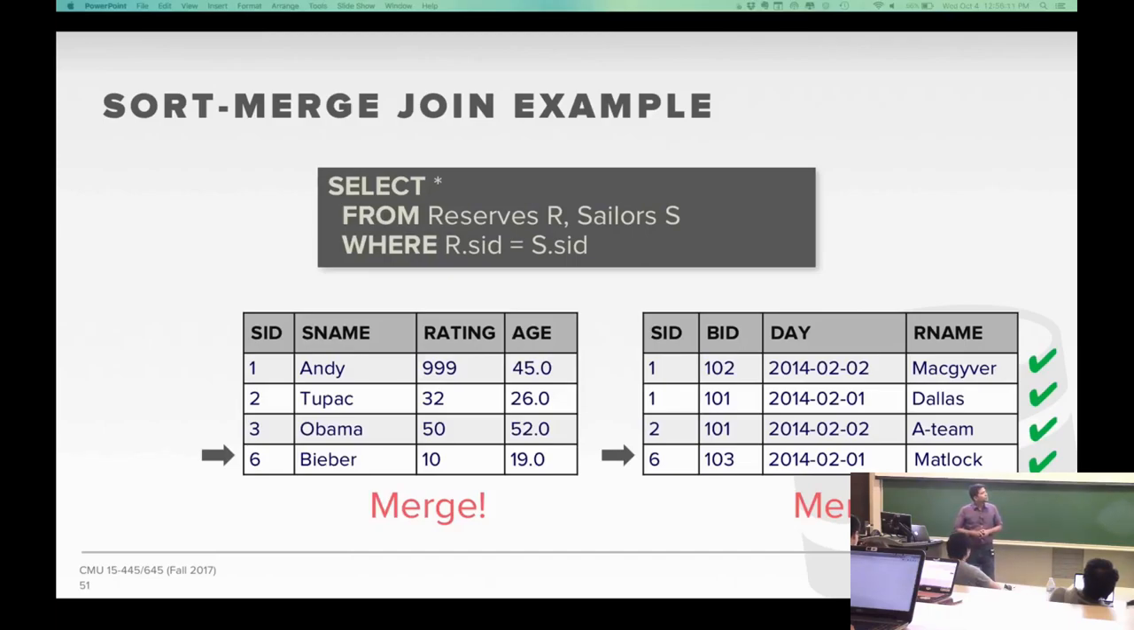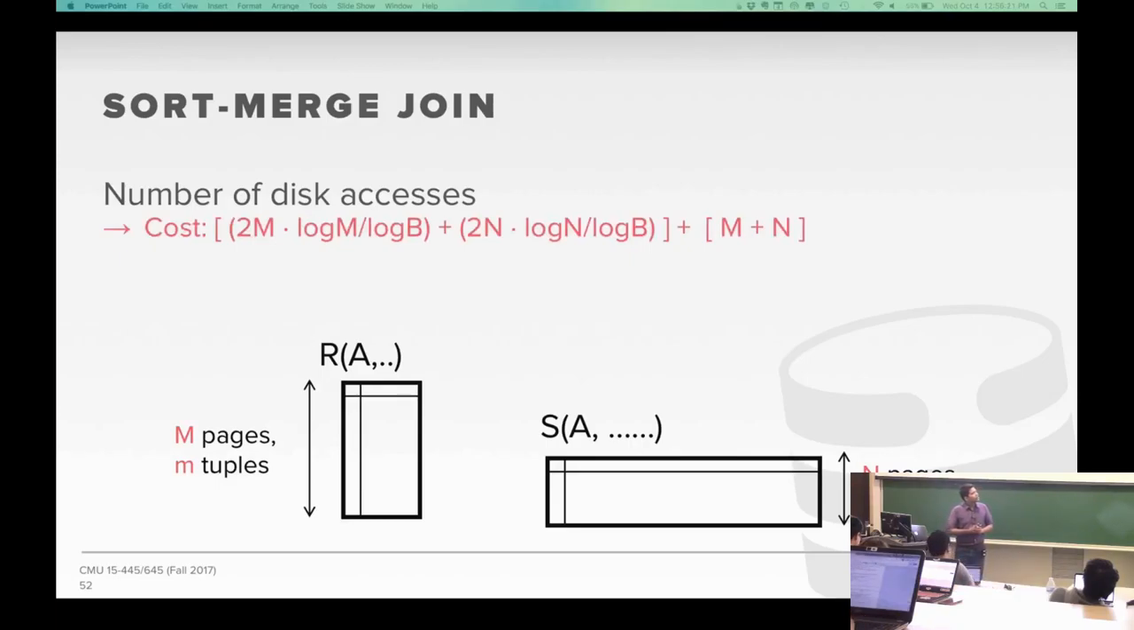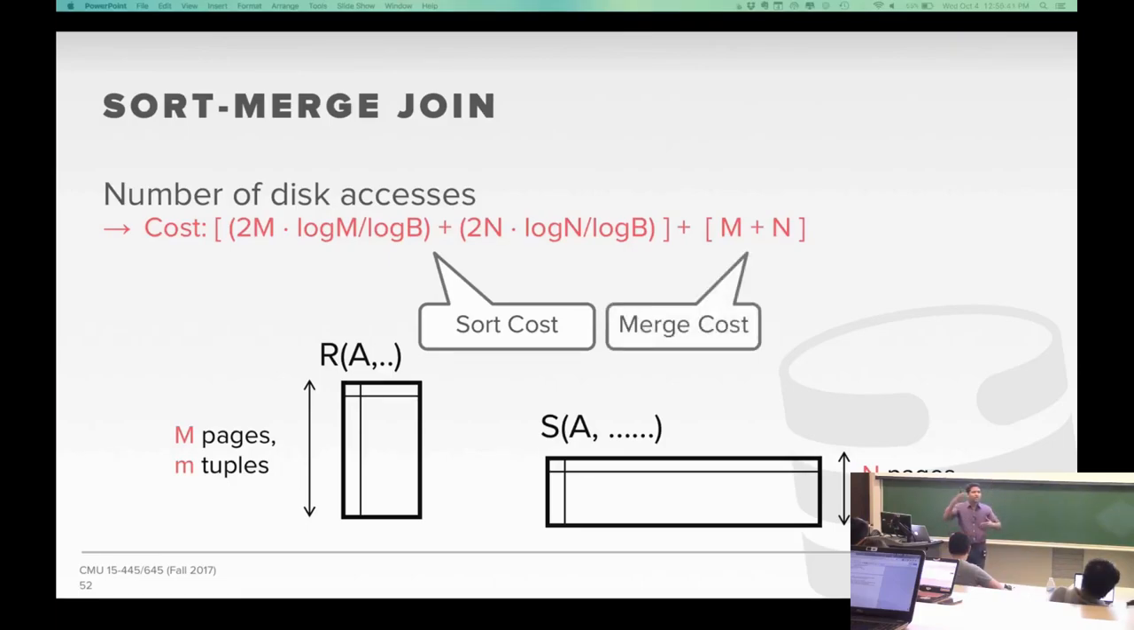So as I mentioned, in this case, the number of disk accesses is basically two parts. The sorting cost is basically m log m at a high level, and then there is n log n. We also add in log b to account for the block aspect. But in general, it's m log m and n log n. And then there is the merge cost, m plus n, because you're just scanning these two tables in parallel. So there is the sort cost, and then there's the merge cost.